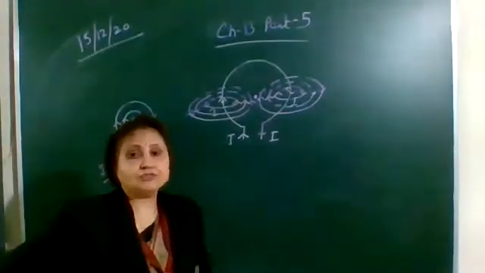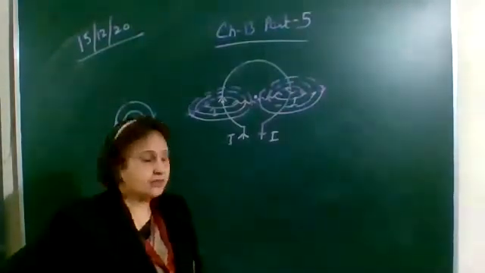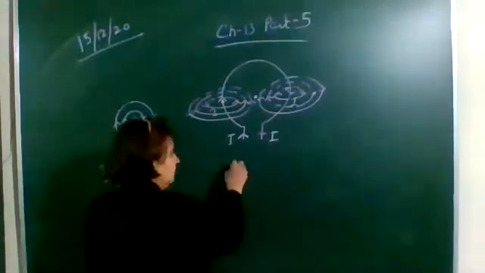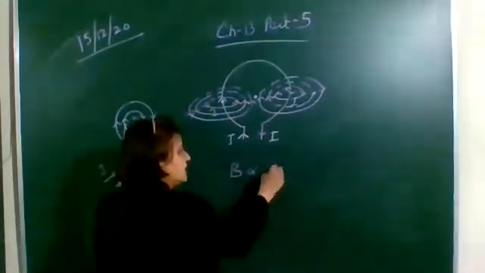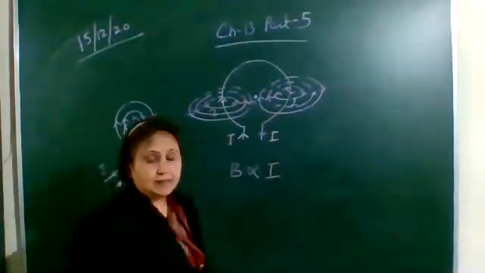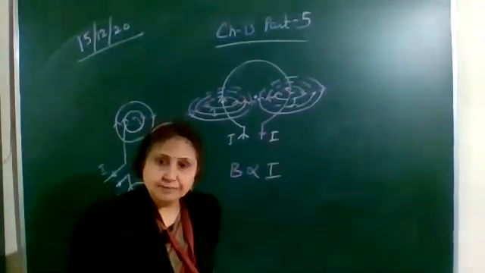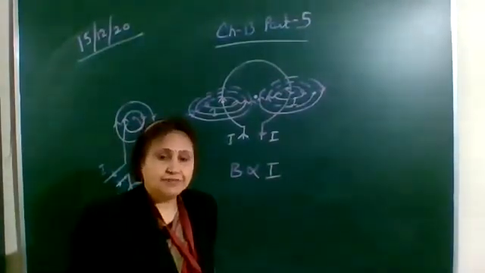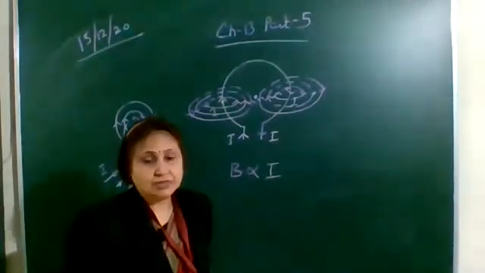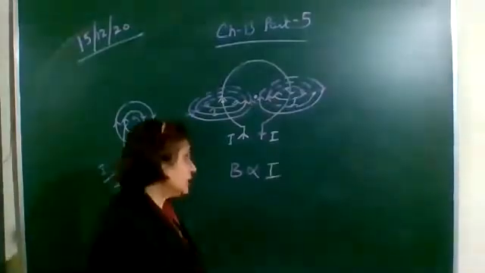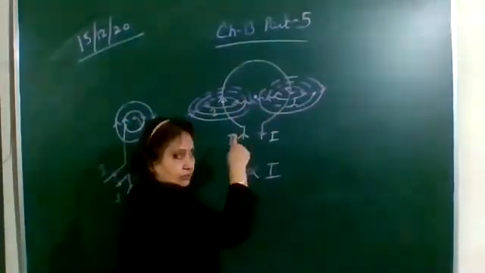Now the factors on which it depends. The first is again the current. Magnetic field is directly proportional to the current. The more the current flowing through the wire, the more will be the magnetic field at the center. So the magnetic field is directly proportional to current. Also, it depends upon the number of turns of this coil. Here there is only one turn.